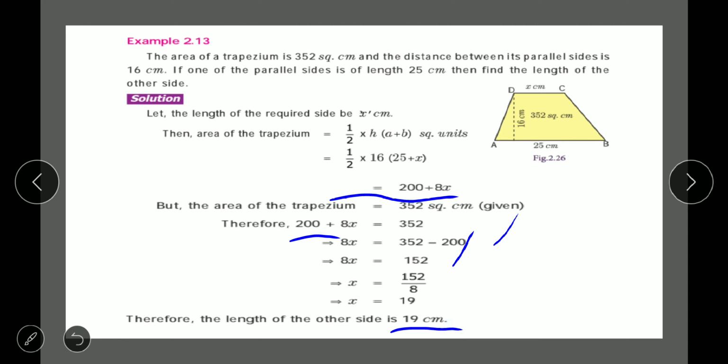So we have learnt that when the values are given, means both the parallel sides and height are given, how to find the area. If height is not given, how to find the height with the help of the given area, that also we learnt. And the third method is when one of the sides is not given, how to find it. All these missing values we can find with the help of the area.